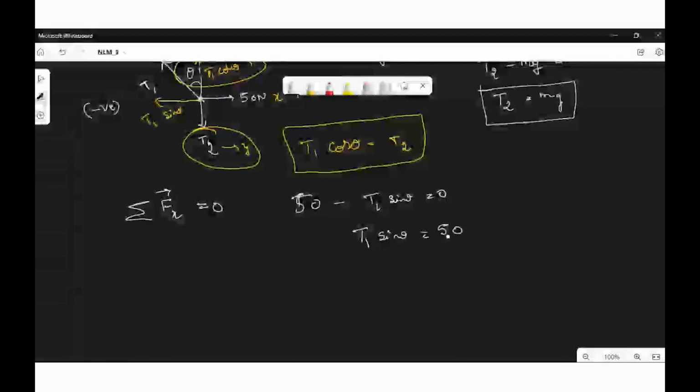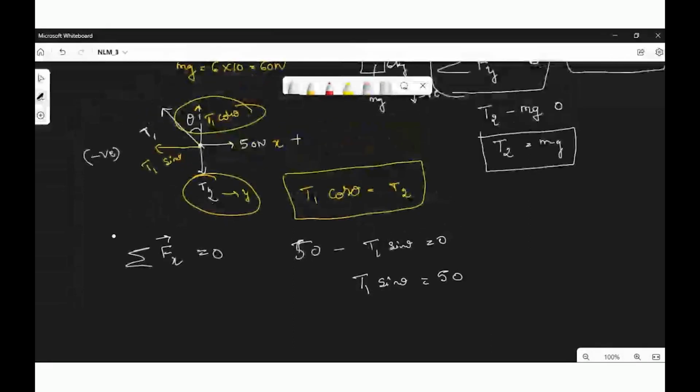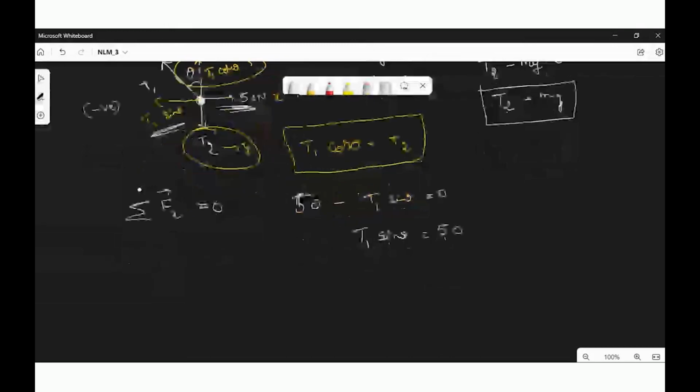Like left side force equals right side force. That's what we are balancing: left side force equals right side force. T1 sin theta equals 50. You can call this equation 1, and you can call this equation 2.